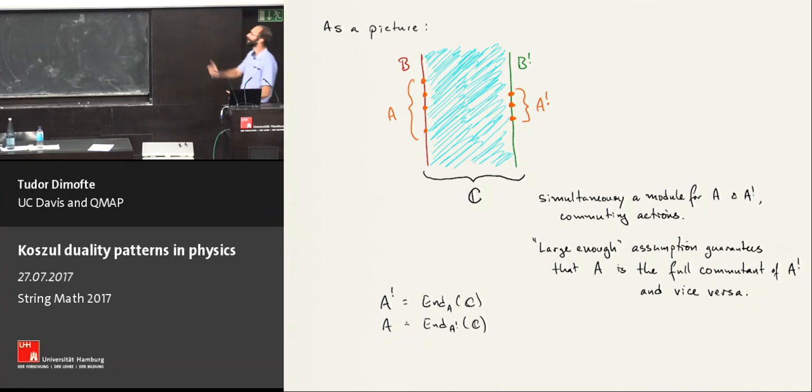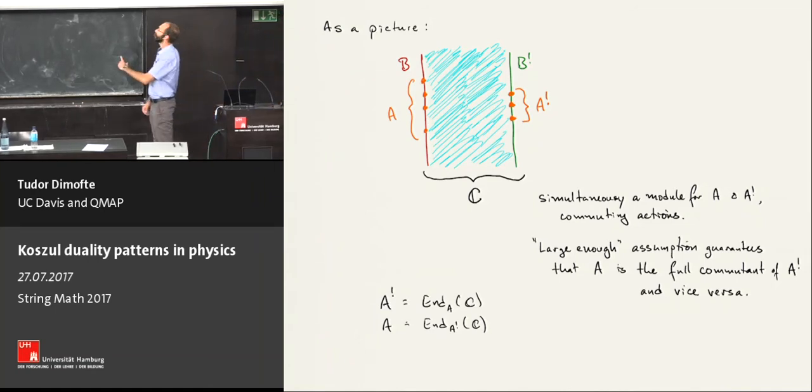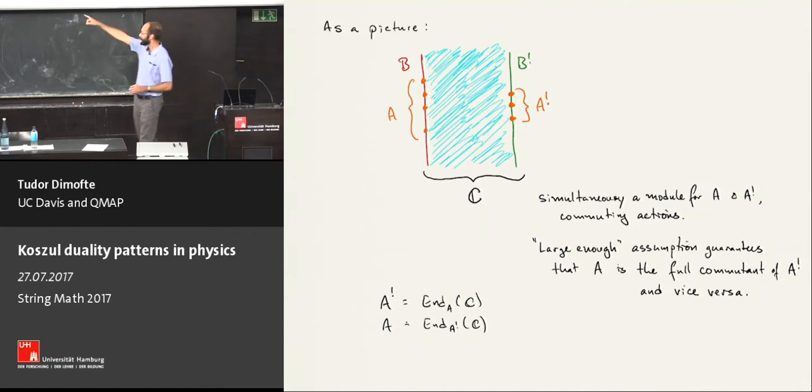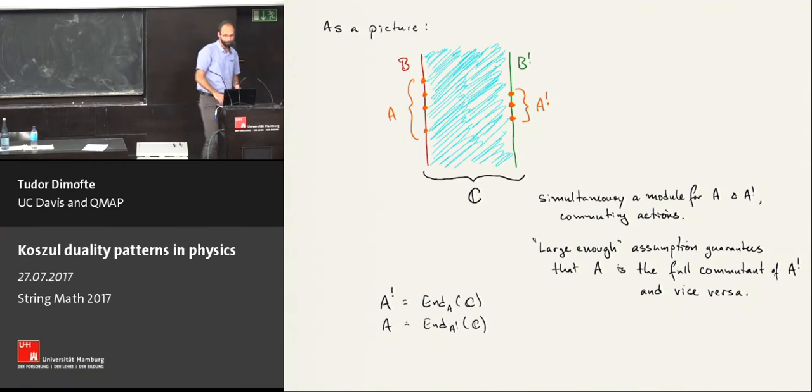So, right, with this setup, we have C simultaneously as a module for local operators on one side and local operators on the other side. The two operator algebras have to commute because they're on different sides of the strip. The assumption that these boundary conditions are big enough, these objects are big enough, guarantees that the stuff on the right is everything that commutes with the left and vice versa. And that's where the duality comes from.